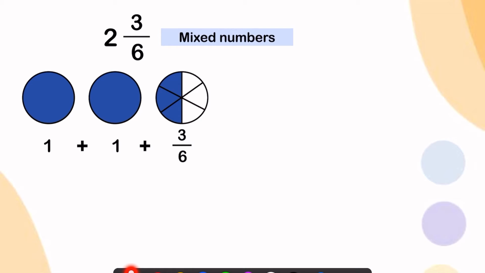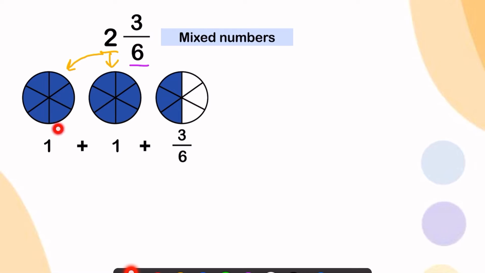So as you can see, we have 2 and 3 over 6, which is a mixed number. The number 2 here tells you how many wholes we have. So we have 2 wholes, as you can see in the picture. And this fractional part, 3 over 6, tells you that we have 3 parts out of 6. And the denominator here tells you how many parts are in each whole. So we have 6 parts in each whole. Here, can you see? We have 6 parts in each whole.